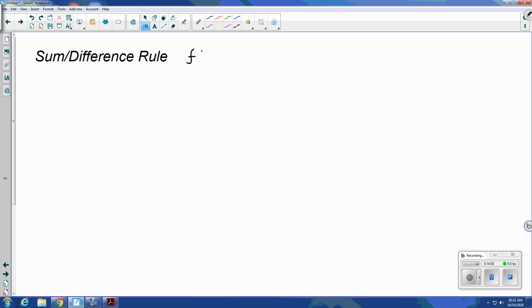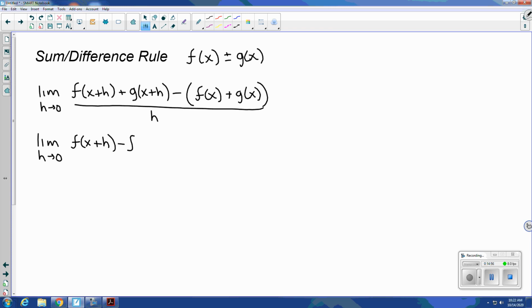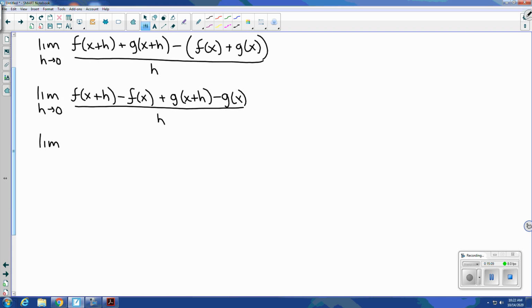So let's say we're trying to find the derivative of two functions that are being added or subtracted. Using our limit definition, let's do the sum, and then all you have to do is replace the plus with a minus if you want to work out the difference rule, but we will do sum for now. Okay, so there's our first limit definition for if we had a sum. We can distribute that negative into that set of parentheses and rearrange so that we get the following. What we can do from here is split that denominator so that we get something that looks like this.